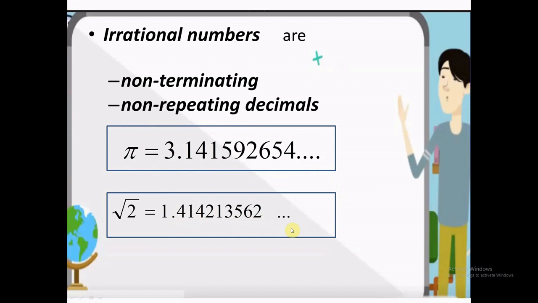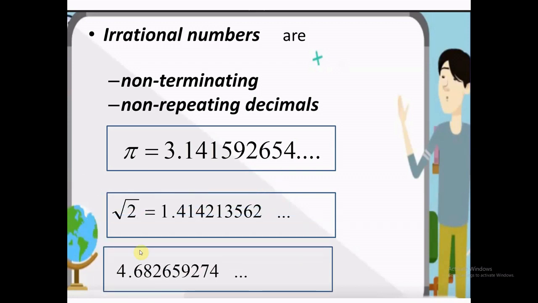Usually, class, the root of a non-perfect square is an irrational number. So if you take the square root of a non-perfect square number, it is usually an irrational number. Let's say square root of 5, square root of 7, square root of 10. So they are irrational numbers. They are not perfect squares.